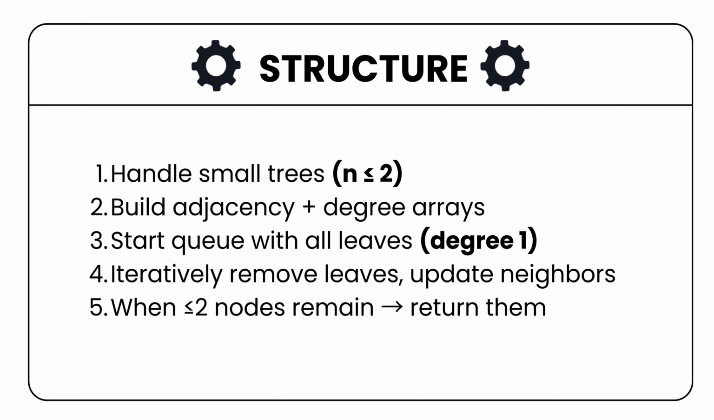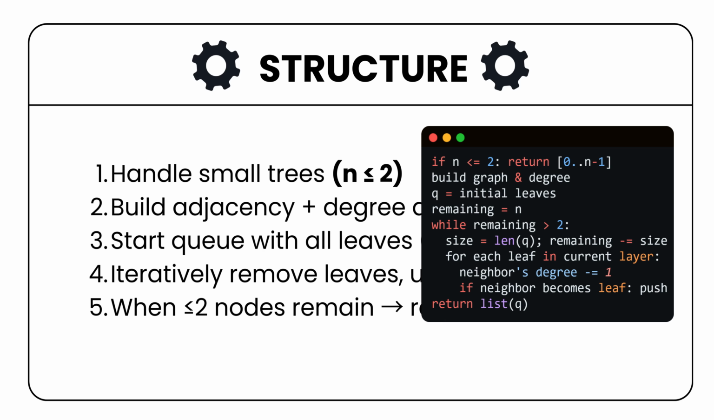Build an adjacency list and a degree array. Initialize a queue with all leaves, degree 1. While more than 2 nodes remain, pop current leaves, reduce neighbor degrees, and collect new leaves. Return the last batch of nodes in the queue. They're the centers.